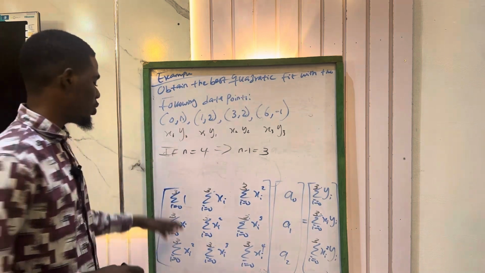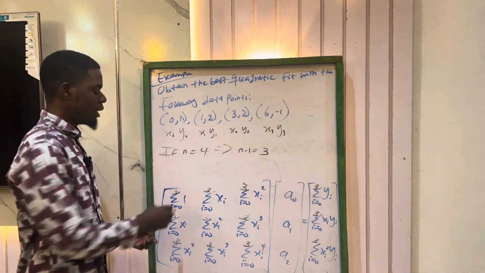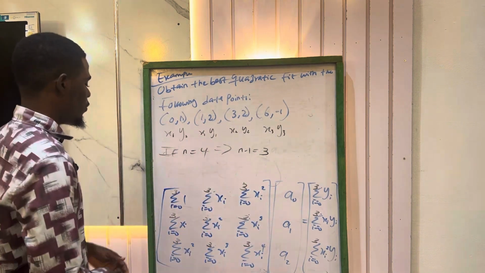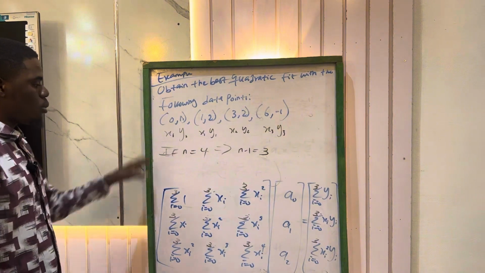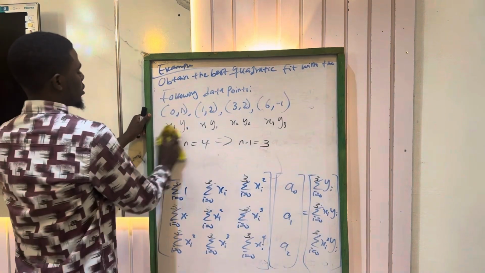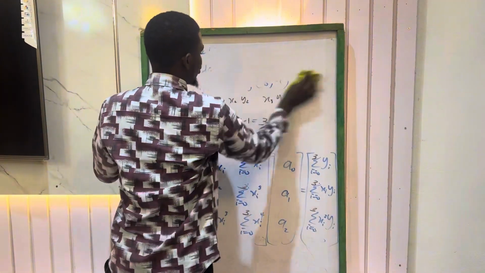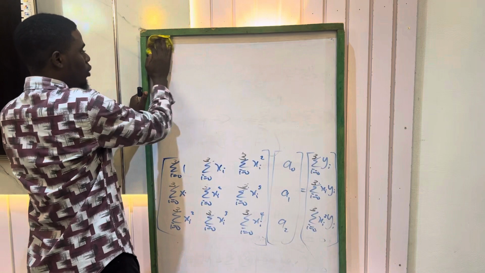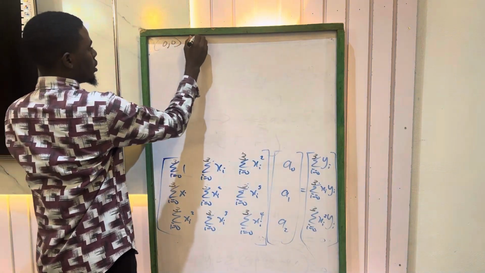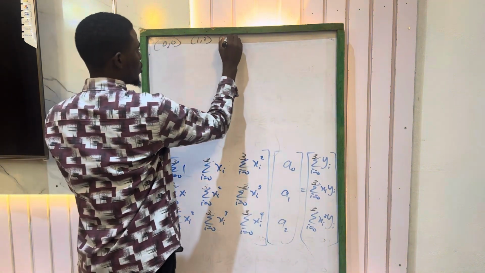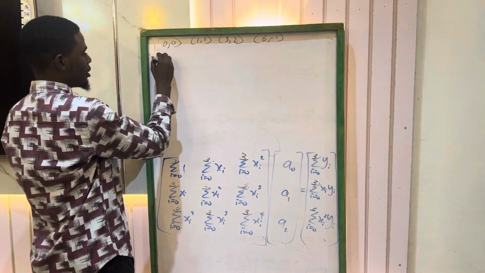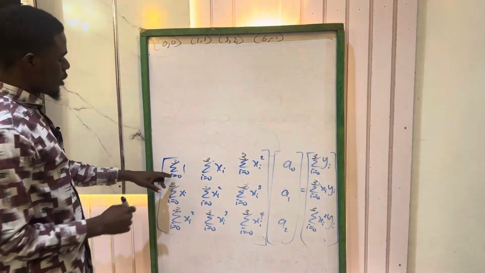So now we just try to get what each term is, because we actually need the actual values. We don't want the expression, we want the actual values, and then we can easily solve this. For this first matrix, we already know this, so I want to erase this. I'm only going to keep the data points: 0, 0, then 1, 2, then 3, 2, then 6, minus 1.